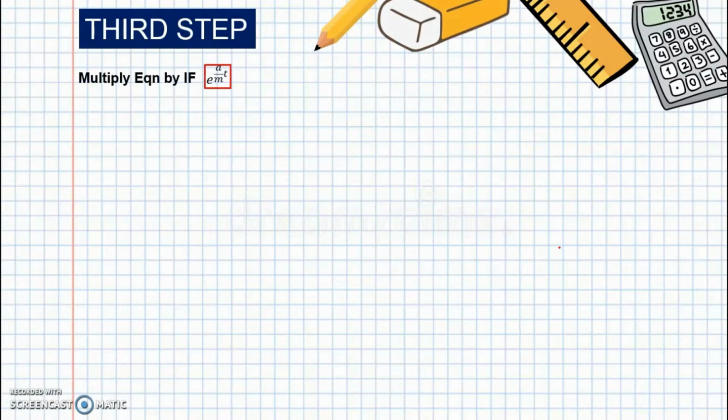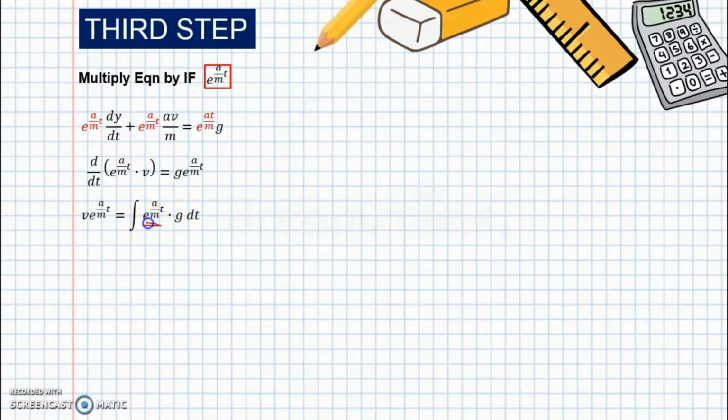We need to multiply each term of the equation, and by using the product rule we will get this one. After that we need to integrate this exponent to the power of At over M, where G is a constant. We don't have to do anything about it. We need to integrate this one, we will get M over A.